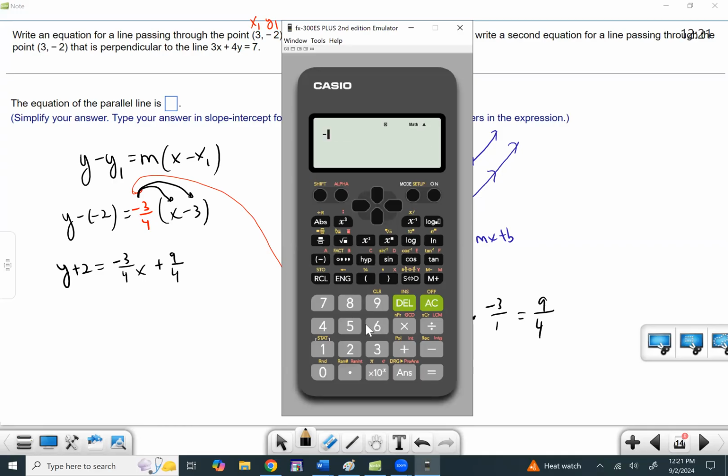On the calculator: negative fraction 3/4 times -3/4. Those are 9/4.